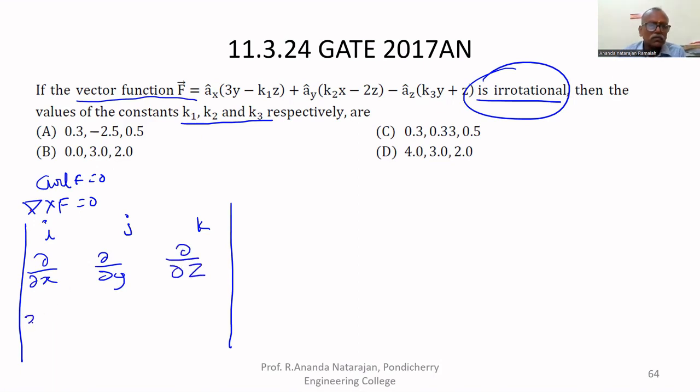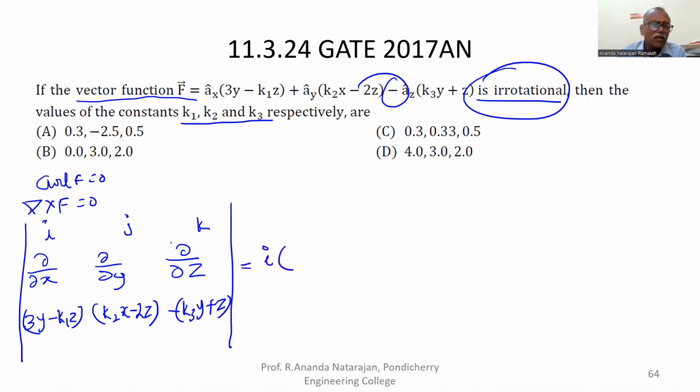Here it is 3y minus k1z. Here k2x minus 2z. Here minus, because the outside minus sign is there, therefore minus k3y plus z. That is equal to the i component.